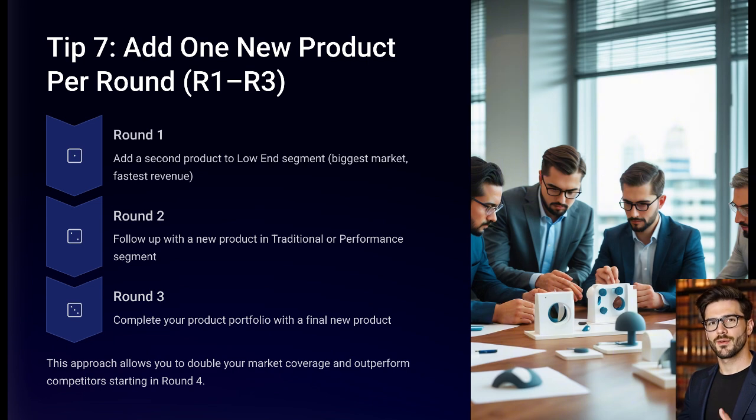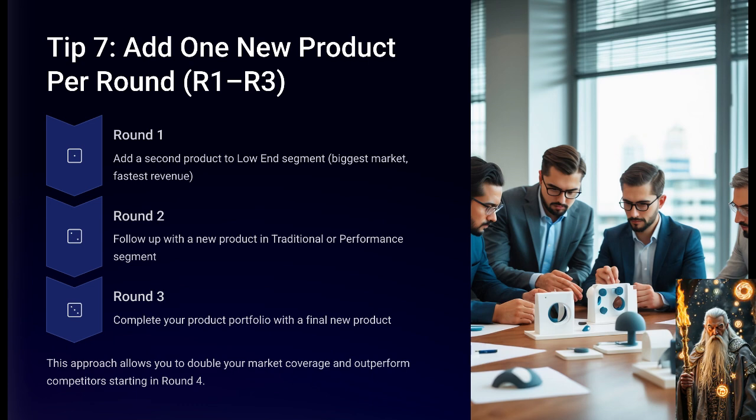Tip 7, add one new product per round. R1 to R3, as mentioned, use your 3 empty slots to launch one new product per round. Add a second product to low end first, the biggest market and fastest revenue. Follow up with a new product in traditional or performance. Space them out to manage development and launch costs. This approach allows you to double your market coverage and outperform competitors starting R4.